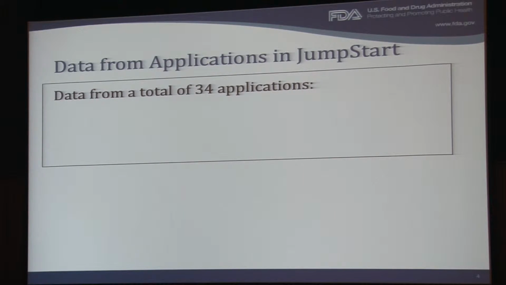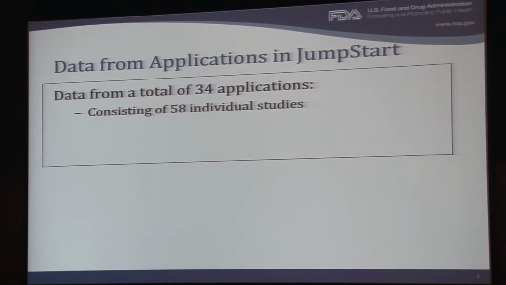So in terms of data from applications in JumpStart, in addition to providing all of the benefits for the reviewers in terms of improving the quality and efficiency of the review, we've run this service for more than 2 years now. So we have data on the applications that have gone through the service, and we provided this data for you in the last PhUSE conference, and that's the data that I'm going to be providing here for you today. So we have the total data from a total of 34 applications. These consist of 58 individual studies.